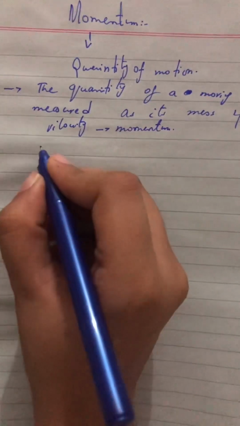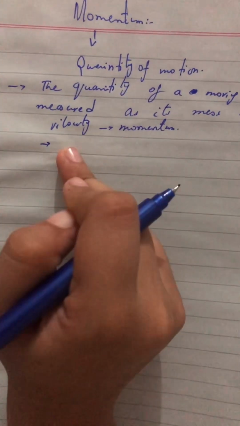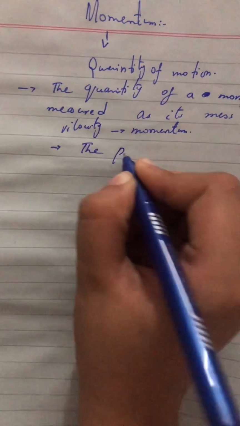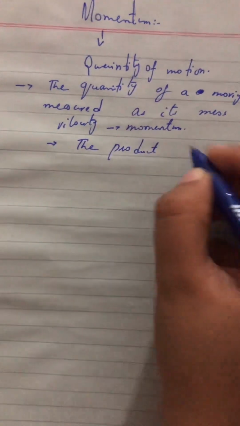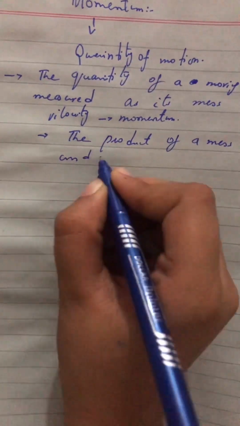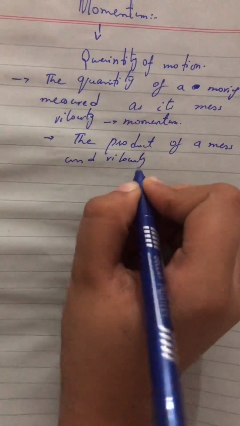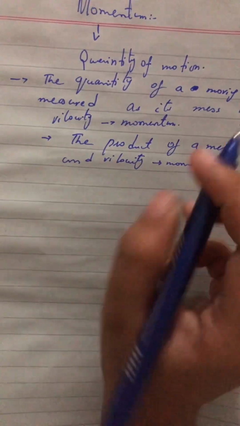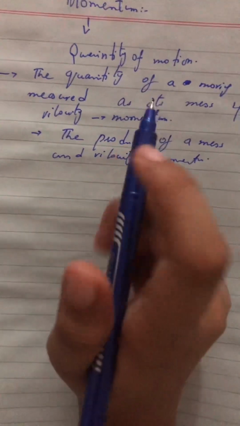Or we can say that the product of the mass and velocity is called momentum. So basically it is a product of the mass and velocity.